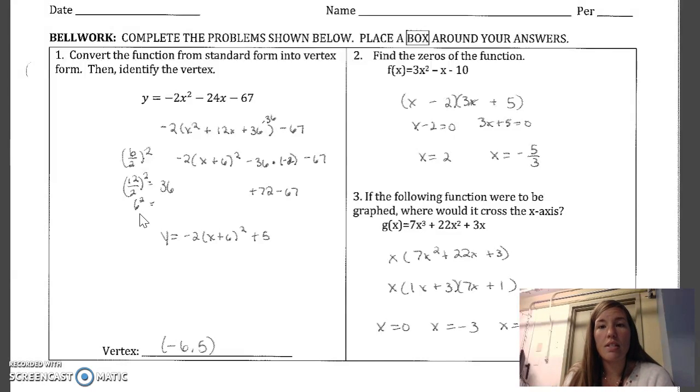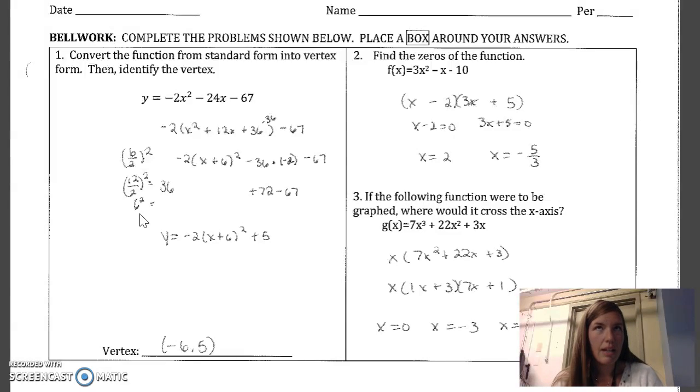Number 2, it says find the zeros of the function. Remember, zeros are the same as roots and solutions and x-intercepts, and I don't know, there's probably something else I'm forgetting. So make sure that you find the zeros of the function. You're going to factor and set those pieces equal to 0. If you factor it, you have x minus 2 and 3x plus 5. Set each of those equal to 0. So x minus 2 equals 0 and 3x plus 5 equals 0. Solve each of those and get x equals 2 and x equals -5/3.